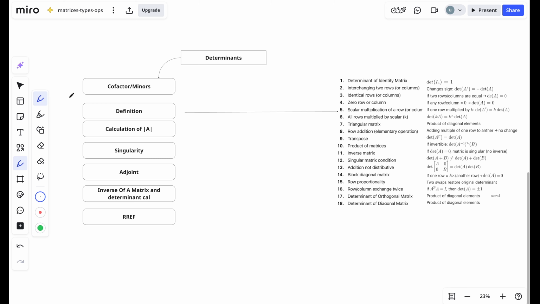So we will go through the process of understanding first cofactors and minors. Then I will try and give a formal definition of determinants. Then we will try and give a definition of determinants to calculate the determinant. Then we will try and understand singularity, adjoint, inverse of a matrix, and the final is the row reduced echelon form. This is one of the most important concepts in linear algebra, and we will show why this is important and how in today's world it's being applied to one of the major research areas.